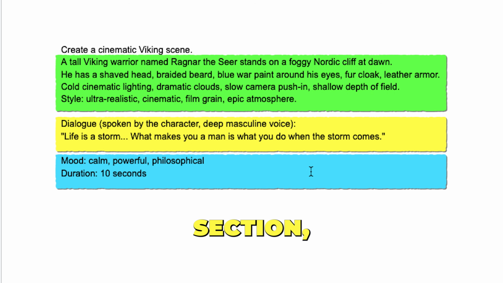In the third section, I tested whether we could increase the video duration. By default, Grok generates around 6 seconds, but using this structure, I was able to push it to around 10 seconds, especially when combined with dialogue prompts. This alone made a huge difference in both pacing and overall quality.